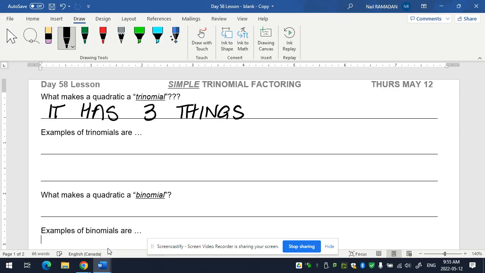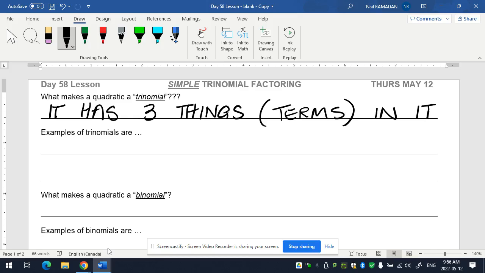By the way, no one calls it things. I just call it things because I like to use simple words. But the official word is terms. It has three terms in it. Okay? So what are examples of trinomials? Anything you can come up with that looks like a quadratic and it has three things in it is a trinomial. Remember all the examples I used to do on Desmos.